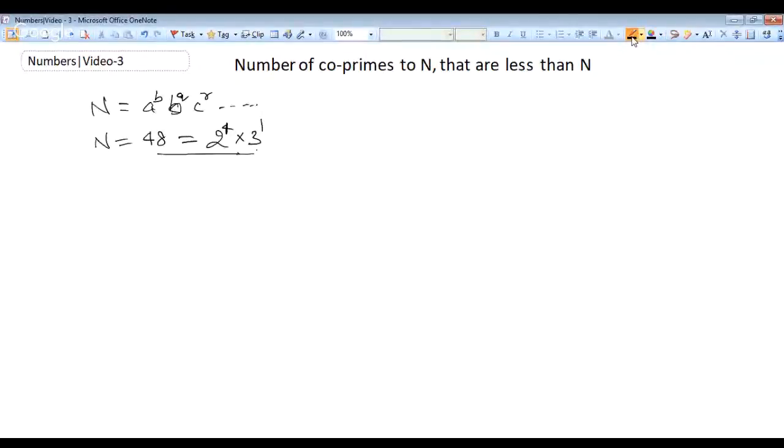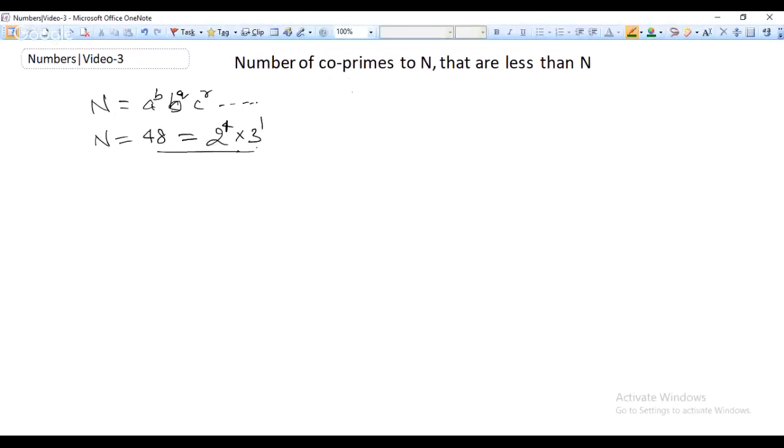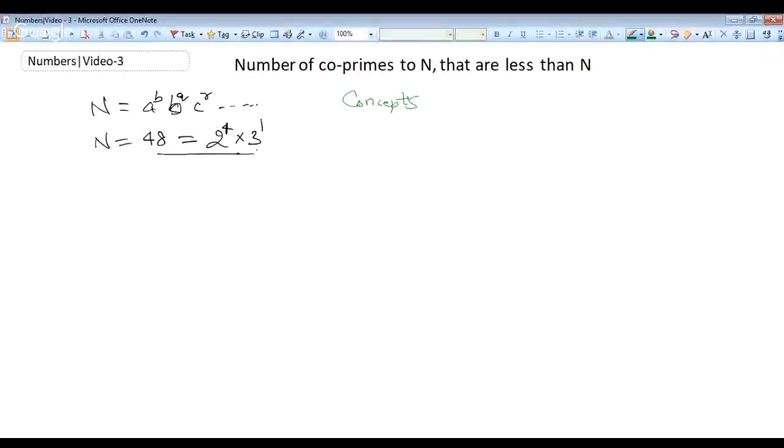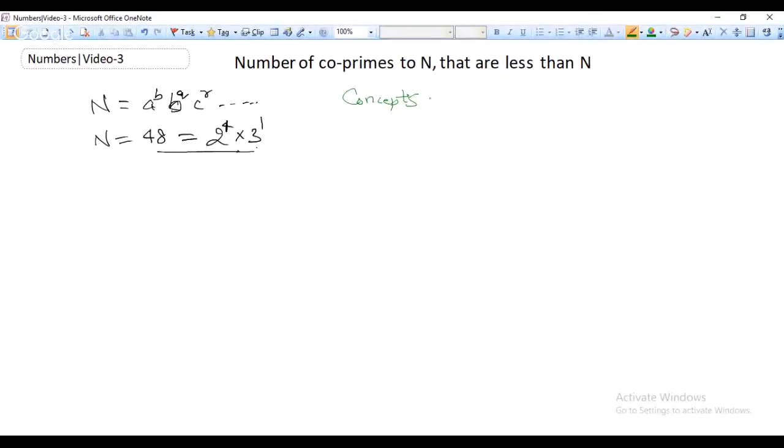Okay, let's move ahead. I will take another thing here. Let's take two concepts here. Concepts we will include are the permutation combination concept. Okay, permutation combination concept. What does it say?